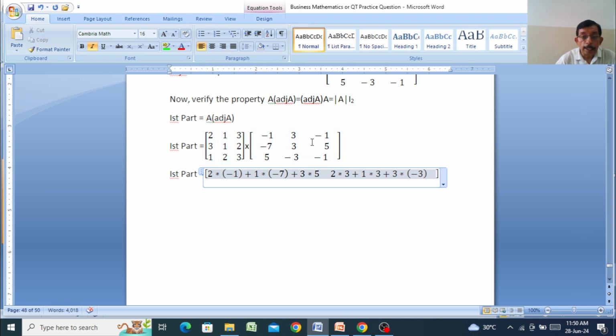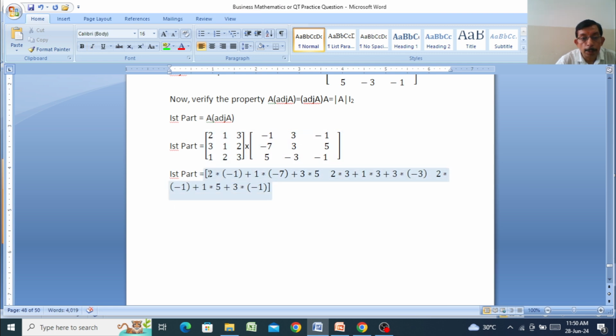Now the first row multiplied by the last column: 2 multiplied by minus 1, plus 1 multiplied by 5, plus 3 multiplied by minus 1. The first row multiplication is complete. Now we come to the second row elements.